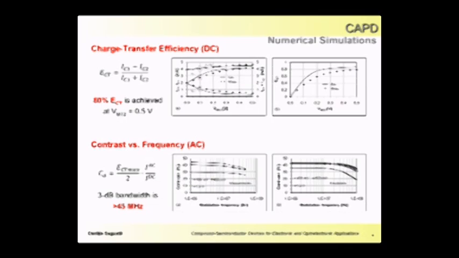About frequency behavior, we simulated and studied the contrast, which is the ratio between the AC component and the DC component of the collection current. Both experimental results and simulation show 3 dB bandwidth higher than 45 megahertz.